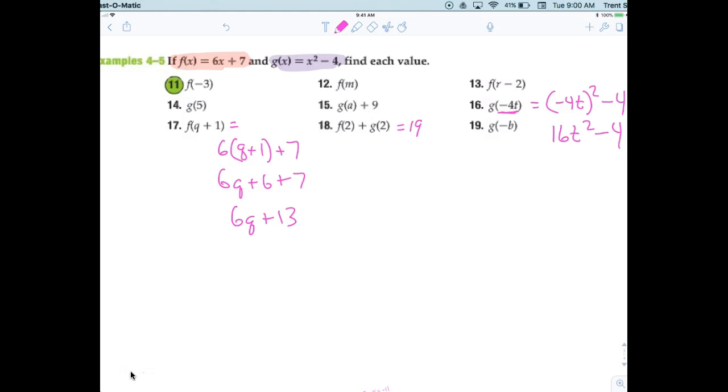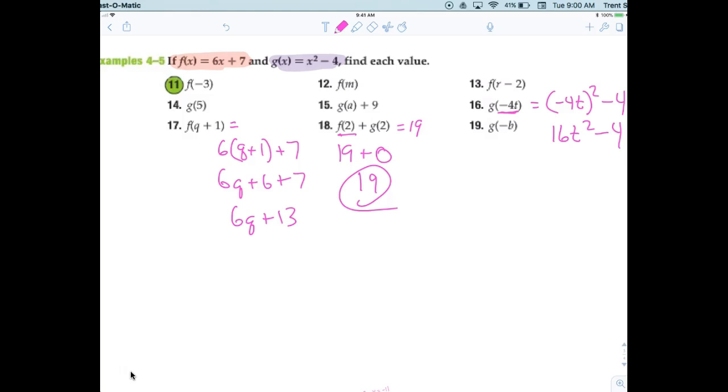Because you're following directions. What does f of 2 mean? Plug 2 in for x. Now look, that's mental math. Come on, don't embarrass me. 6 times 2 plus 7 is 19. Plus, plug 2 into the g function. Are you having trouble with 2 squared? Or was it the 4 minus 4 that threw you off? 4 minus 4 is 0. So you're fine. 19 plus 0. Come on, 19. That was easy.